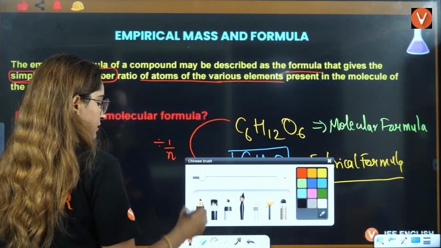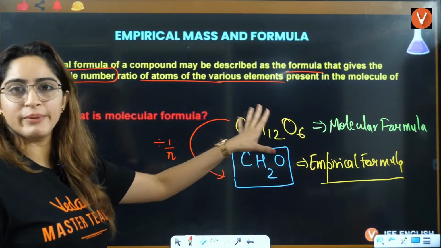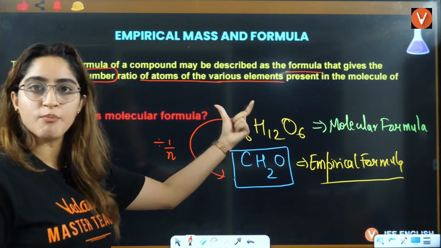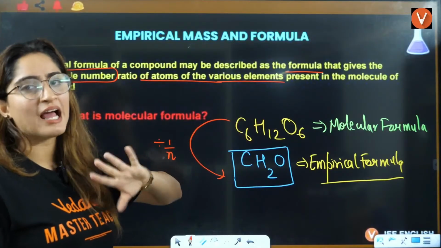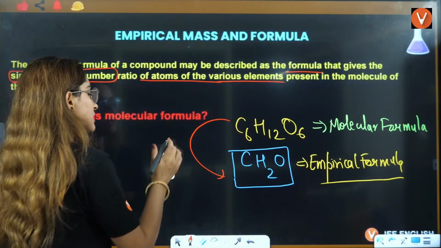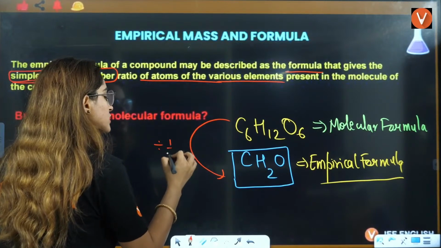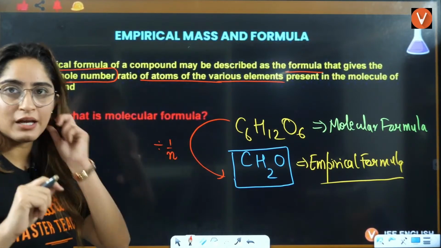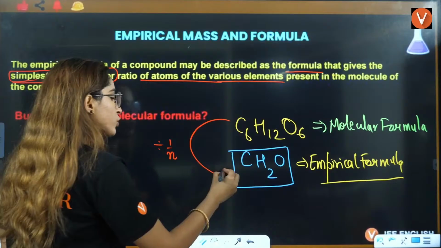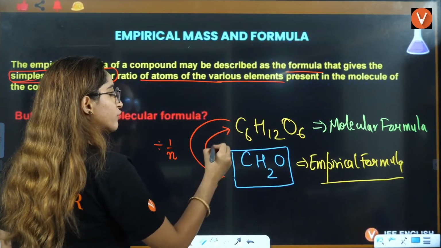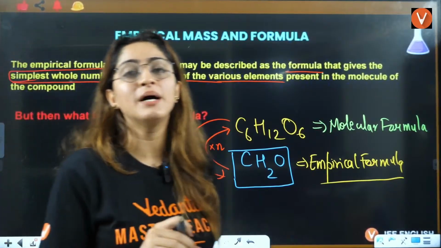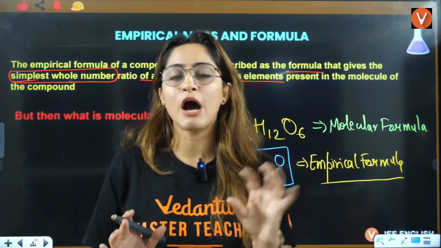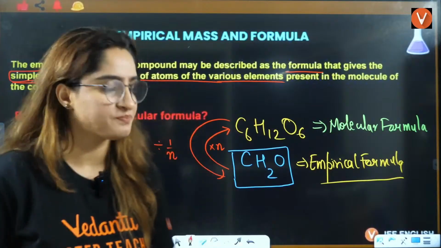Now, that number will be defined. If you look at this molecular formula, you can easily see it will be divided by 6, only then I'll get my empirical formula, right? That means by division by this number, you will get your empirical formula. And if you have to go from empirical to molecular formula, you will have to multiply this with that number n. Okay.